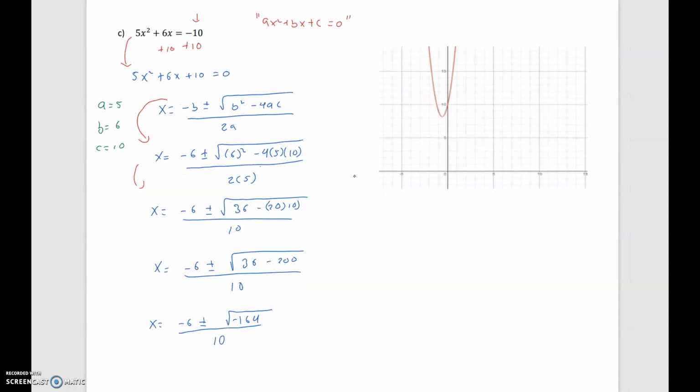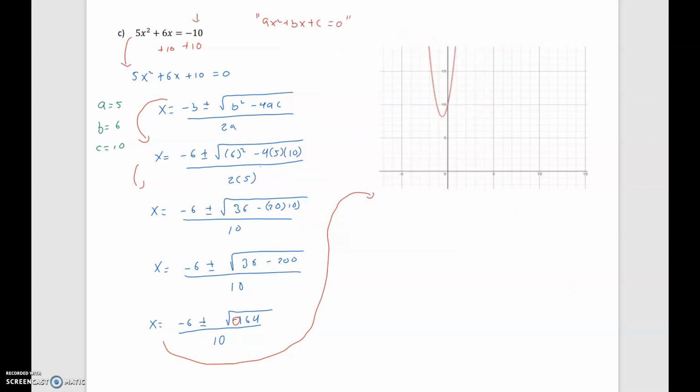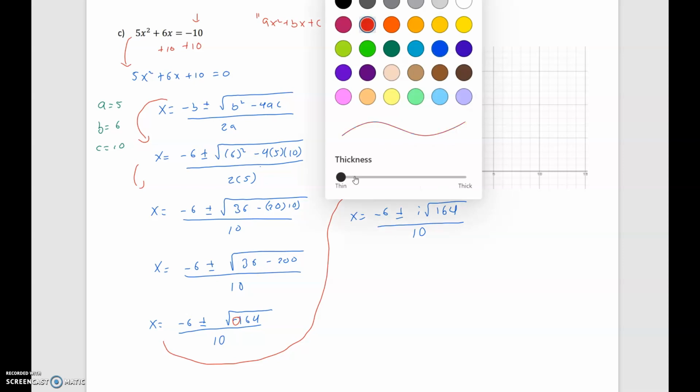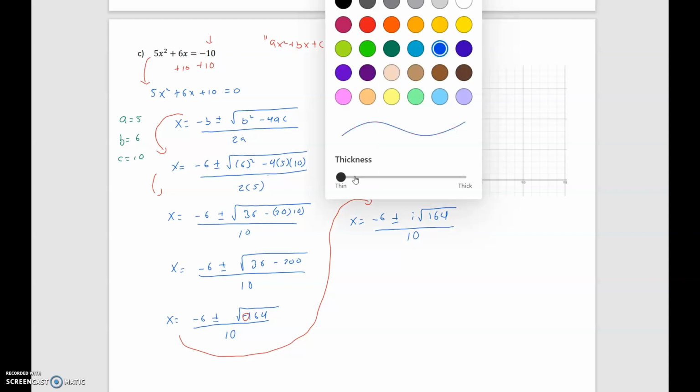At this point, we're technically done, because when we extract the i, it's going to give us an i value, which indicates it's a no solution. So let me just simplify it in that form. We're going to end up with x is equal to -6 plus or minus i square root of 164, divided by 10. Let me simplify it, but this is going to be a no solution. The moment that the i shows up, that's an indication that there's no x-intercepts.